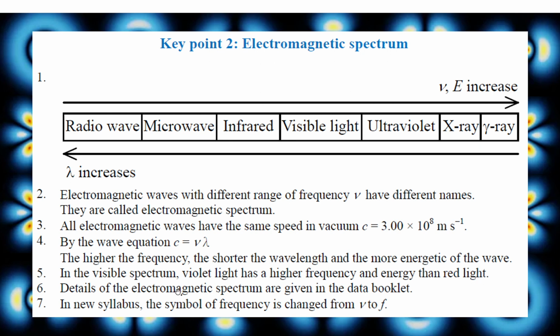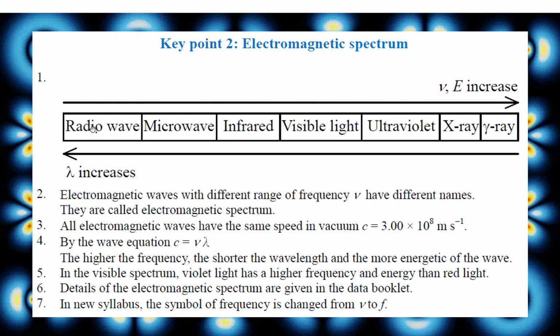Detail of the electromagnetic spectrum is given in the data booklet. In the new syllabus, they use frequency as f. They change nu to f, so you might encounter nu and f. If it is a previous past paper, like the 2016 past paper, you see nu. Nu is frequency, but from 2025 onward, they change back to f.